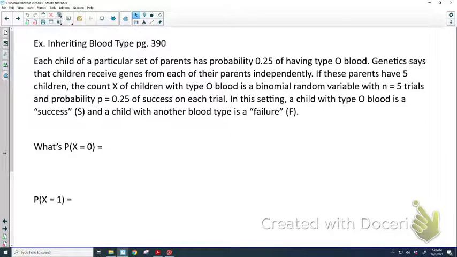So one thing you're supposed to do, we already know this is binomial, but one thing you're supposed to do on an FRQ is identify the distribution, just like on a normal distribution. So we're going to say binomial, N is 5, and P is 0.25. And the question's already typed for us right there. There's a formula at the bottom of this slide, and it looks like this.